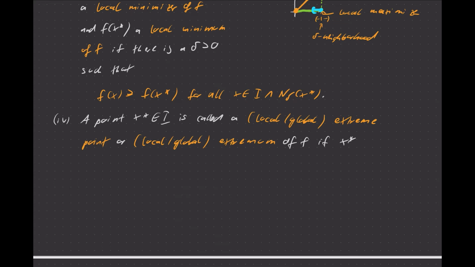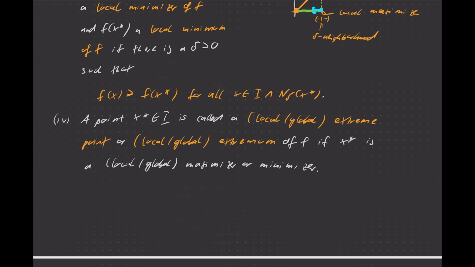if x star is a local or global maximizer or minimizer. So that is the definition of maxima, minima, maximizer, minimizer.